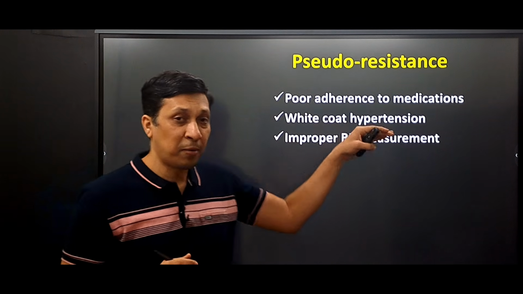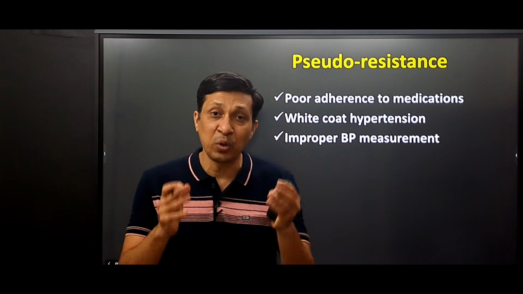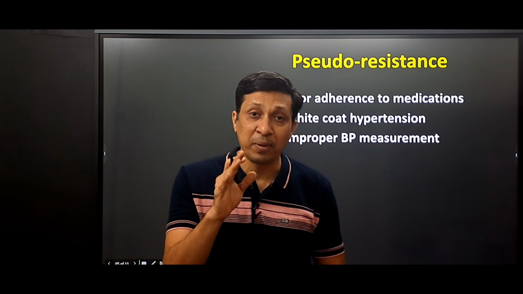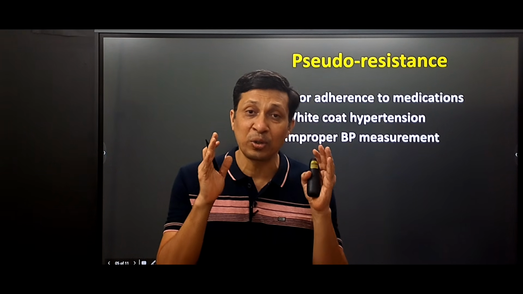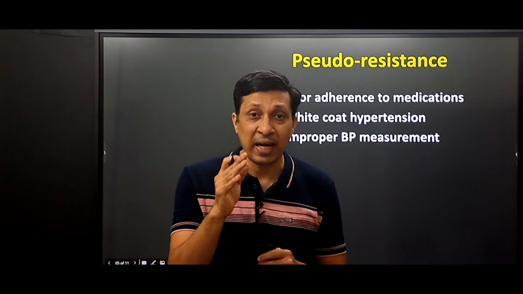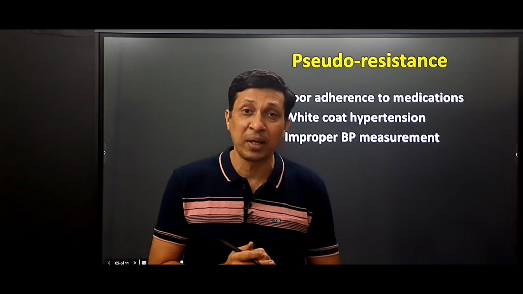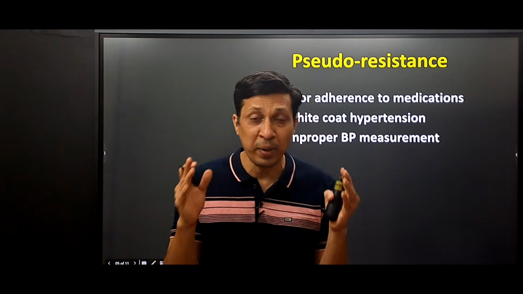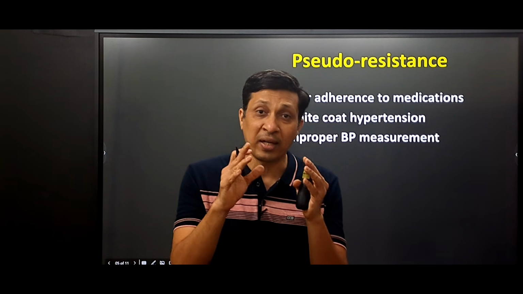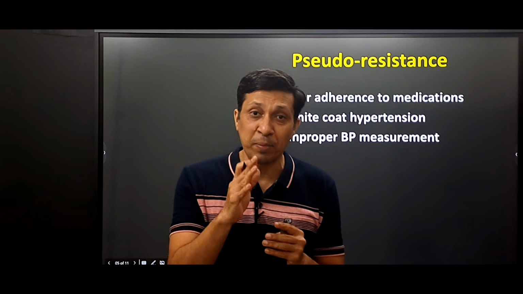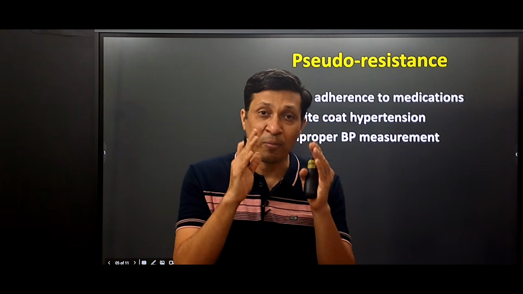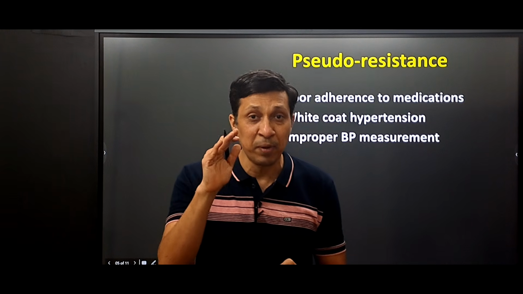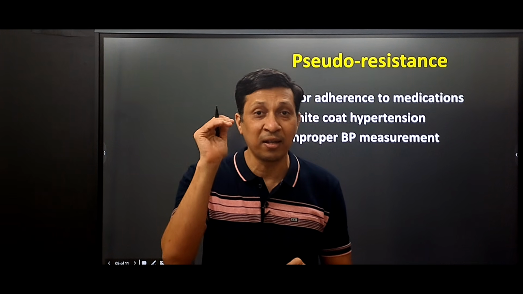Then improper BP measurement. If your technique of taking blood pressure is not proper, then it can also be misdiagnosed as resistant hypertension. For example, if our patient is morbidly obese, then you have to use a different size of cuff for BP measurement. If you take the normal size cuff, then the BP measurement will come out to higher values.